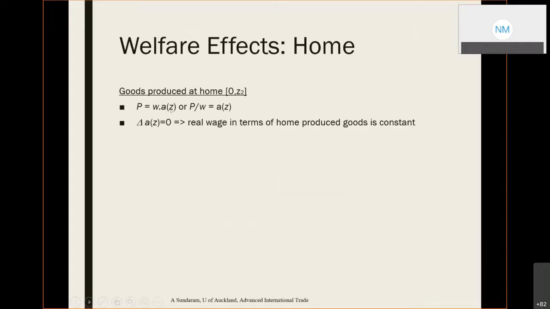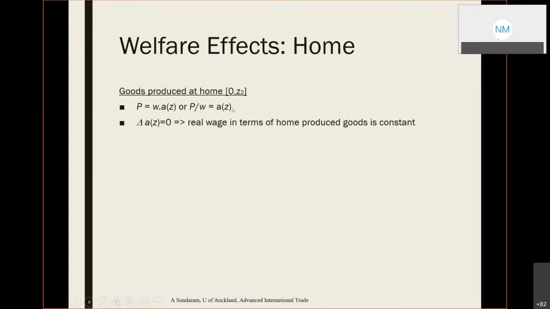So we know from the equilibrium condition that P equals W times A, right? Because these goods are being produced at home, the labor market equilibrium condition has to hold. And so we know that for all goods between 0 and Z2 that are being produced in India, the price has to equal the wage times A, okay, or the inverse of productivity. In other words, P over W has to be equal to A. Now, there has been no change in A because A is, if you remember, the inverse of productivity. It's a technological parameter. There's no change in A.